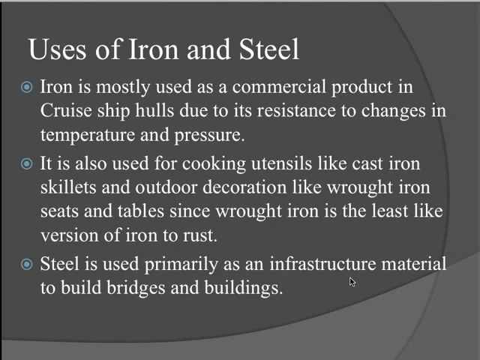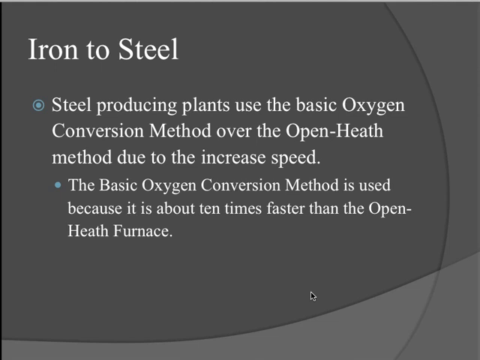All right, so uses of steel, mainly used as a commercial product in cruise ship hulls due to its resistance to changes in temperature and pressure, cooking utensils, and infrastructure material to build buildings and bridges. All right, so iron to steel. Steel producing plants use the basic oxygen conversion method over the open hearth method due to the increased speed. So using this basic oxygen conversion method is going to be faster.